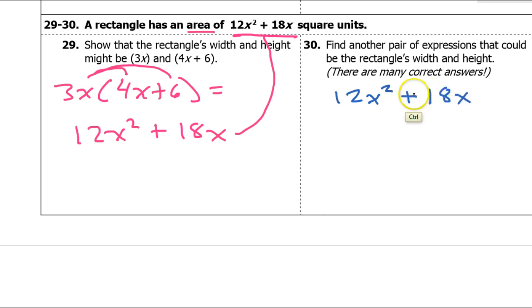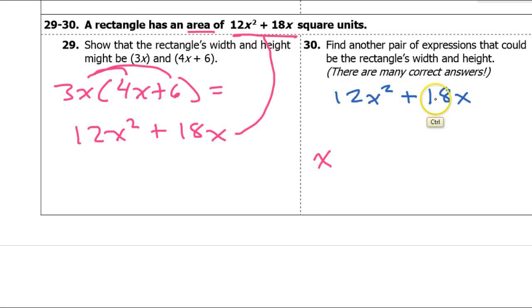So here's the original problem again. Notice that both terms have x's. So my GCF is definitely going to have an x in it. Okay, and in fact it will be exactly 1x because that's the lesser amount. Now, look at 12 and 18. What's the biggest number that divides into 12 and 18? Well, they're both divisible by 3.